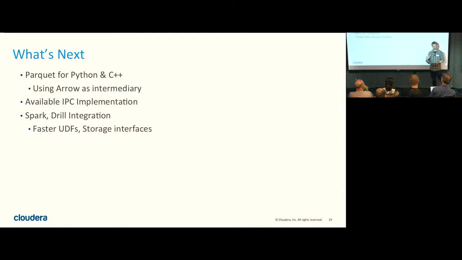Given the productivity of writing Python code and the fact that we have nice vectorized, fast NumPy and pandas code, it'd be really nice to be able to use that in a seamless way in a big data context.